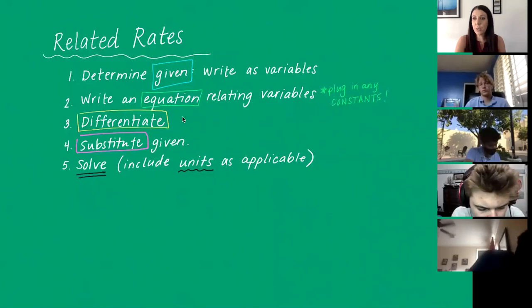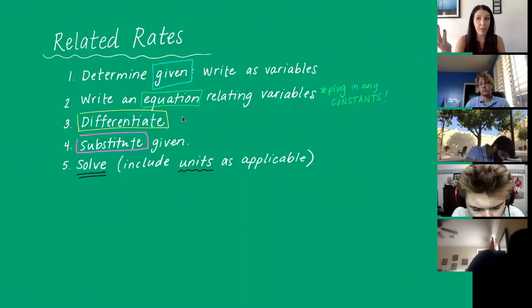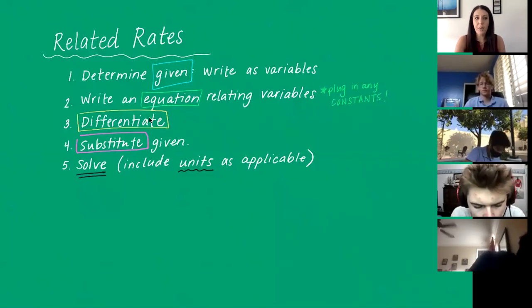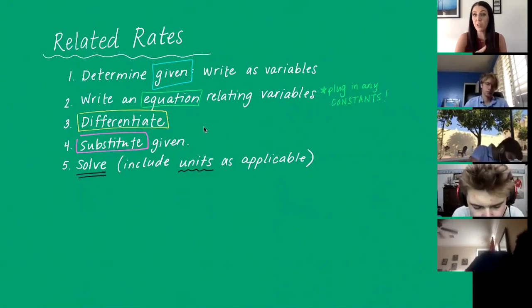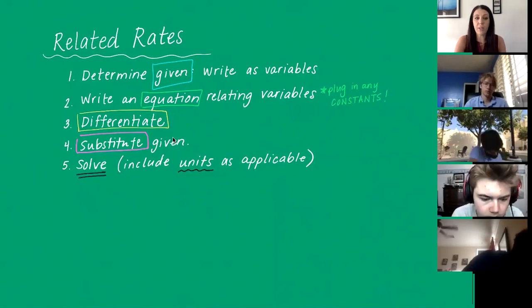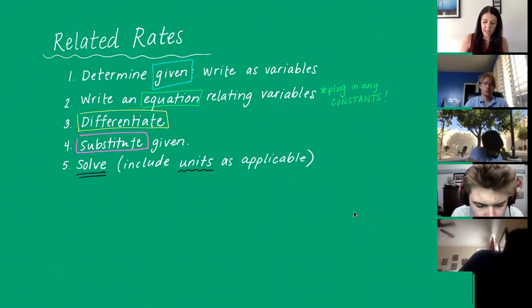Then the next thing you do once you have that is you differentiate. So you take the derivative with respect to whatever the problem has. A lot of times it's time, but not necessarily. That was the third Khan Academy you worked on, where it wasn't word problems. It was just taking derivatives using implicit differentiation. And then step 4 was to substitute in the given information in order to solve. And then we use the units as applicable.